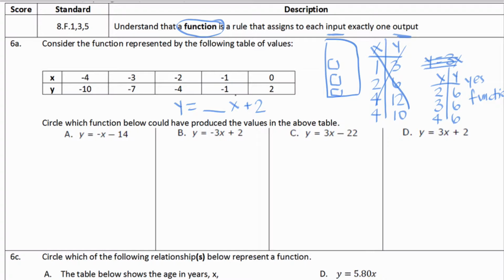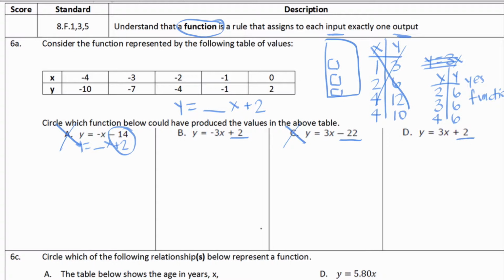So I already can say there's going to be some slope, some change in y over change in x, some change in this table as x increases. I don't know it yet. But I do know that the y-intercept is 2. Well, look at this one, y equals mx plus b. Look, that's not the same. This has a y-intercept of negative 14. A y-intercept of 2 is what this table represents, so it cannot be A. This one has a y-intercept of positive 2. This one has a y-intercept of negative 22, so no, it's not C.